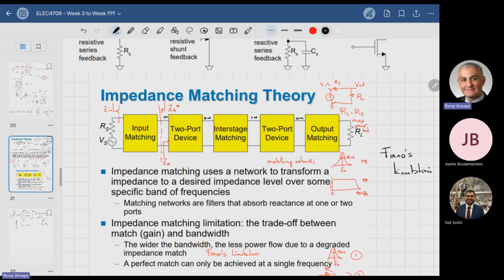And a two-port device can be what? What is a two-port device? Let me give you some examples. Resistor, capacitor, inductor, what else? A diode, yeah, sure. What about a transistor?